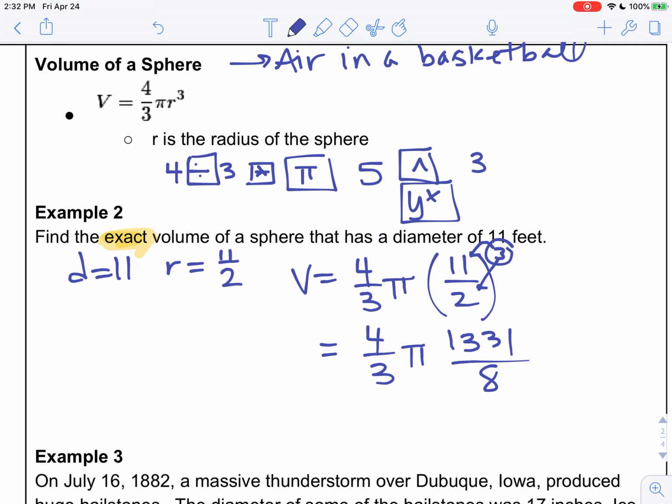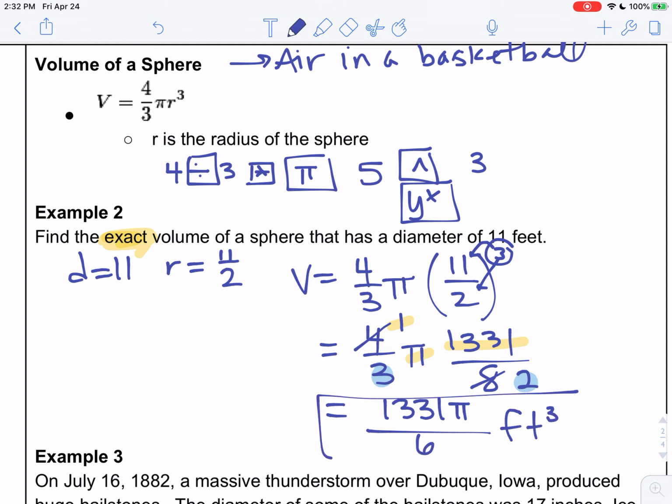I know that 4 divided by 8, I can think of that as 1/2. 1331 is not divisible by 3. I get some sort of gross decimal. So if I want to multiply my tops, I have 1 times pi times 1331, which I'll write as 1331 pi over 3 times 2, or 6. And I'm dealing with cubic feet for my volume.